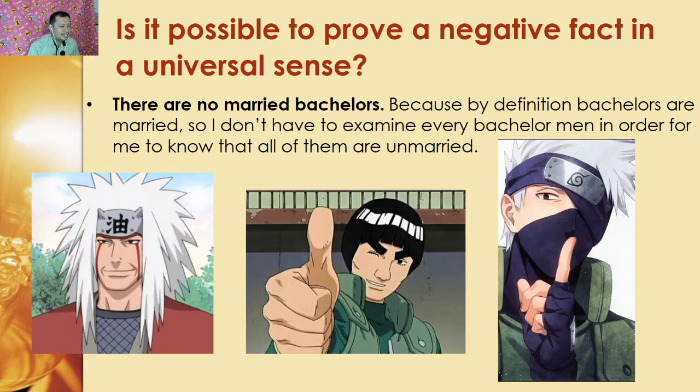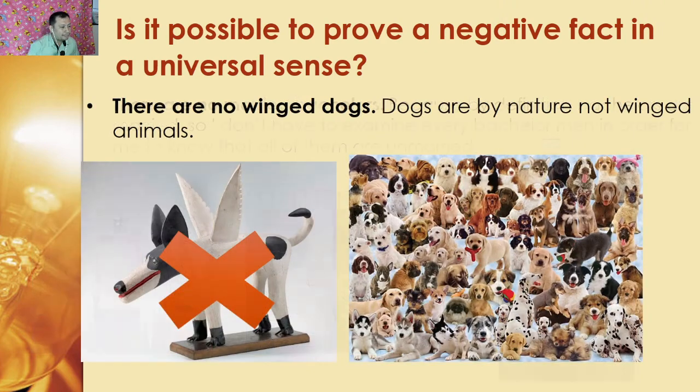Na hindi natin kailangan mag-posit ng any proposition or negative proposition. So we still have the same negative proposition to prove that the universal negative fact is indeed, or it corresponds to our statement, or the statement actually corresponds to what is actually real. Now, is it possible to prove a negative fact based on this one? There are no winged dogs.